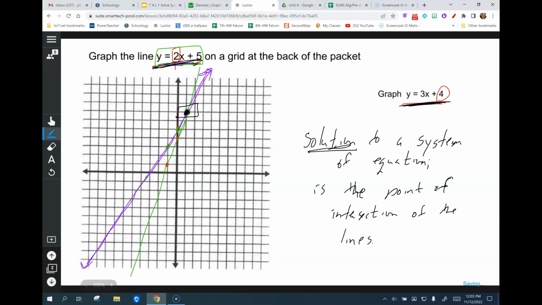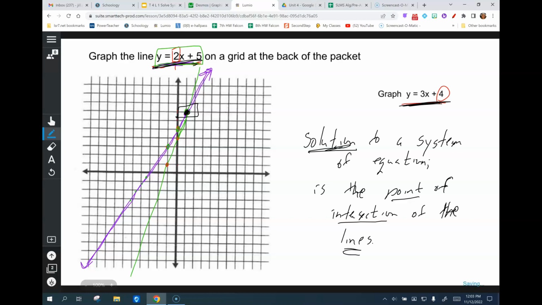Okay, the solution of a system of equations is the point of intersection of the lines. If it's a solution of equations, it can just be the point of intersection. Here we're going to have lines. In this unit we'll have lines.